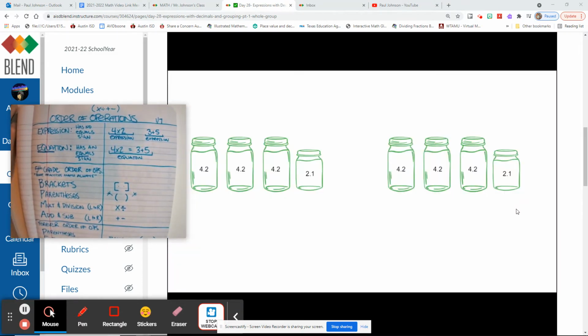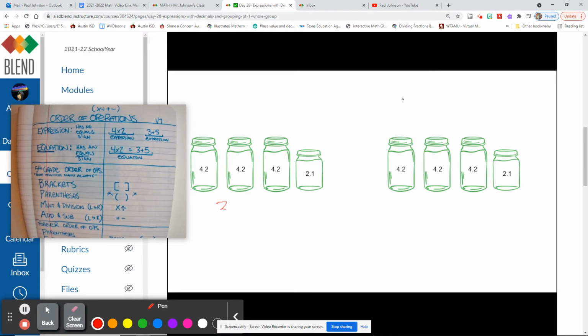So let's take a look at the first picture. Oh, it looks like yesterday's picture, but twice. So let's think about what we had yesterday. We had three groups of 4 and 2/10. So 3 times 4 and 2/10 plus, oops, that's a 2, 2 and 1/10, right? So we had three groups right there of 4 and 2/10 plus the one group of 2 and 1/10. Well, now we have that twice.